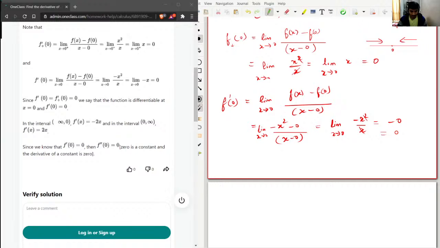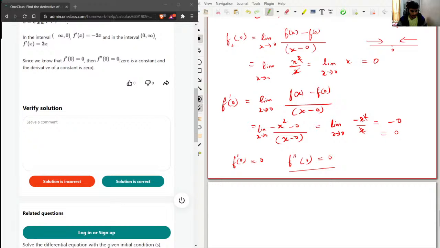So since we know that f prime of 0 is 0, f double prime of 0 will also be 0. If f prime of 0 is 0, then if we again differentiate this, 0 is a constant, and the differentiation of a constant is 0, so this will be again 0. So the solution given here is correct, and I'll just write correct solution. Good work.